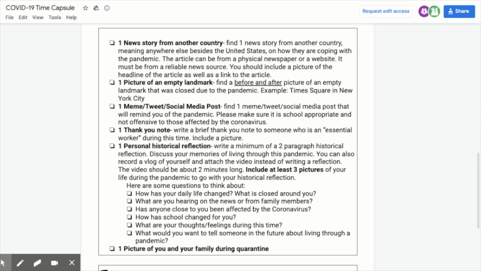I included some questions for them to think about, like how their life has changed, has anyone you know been affected by the coronavirus, how school changed. What are your thoughts and feelings during this time? And what would you want to tell someone in the future about living during a pandemic?